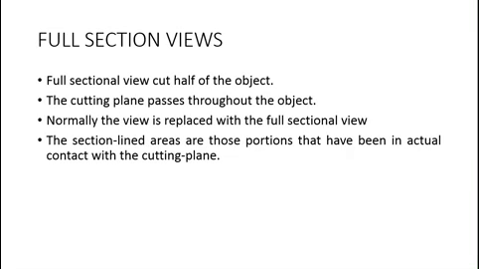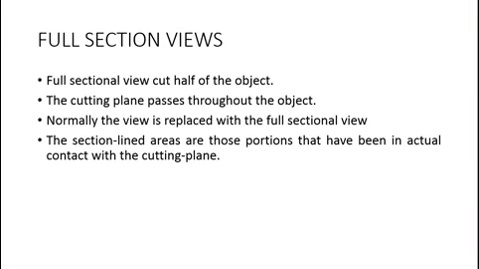In full sectional views, we cut the half of the object. Which means, if we have an object, we're just gonna cut the whole length of the object, the half of it. And then the cutting plane passes throughout the object, and then normally in this full section view, the view is replaced with the full sectional view. So this you will see on the next example.